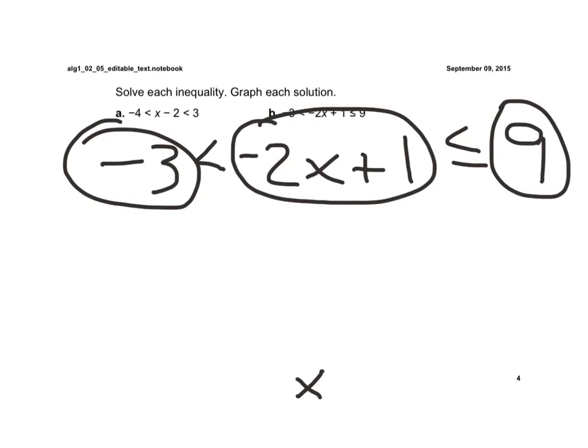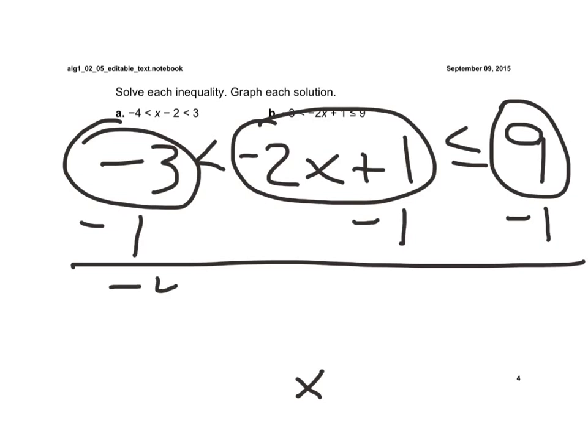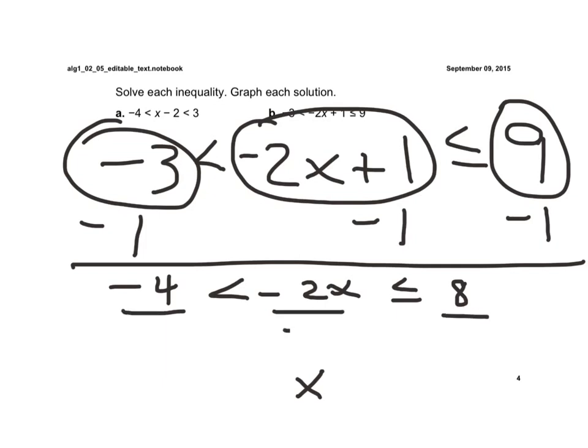So we're first going to solve this just like we would if it was a two-step inequality. We'd subtract 1 from all three expressions. So now I have negative 4 is less than negative 2x is less than or equal to 8. And now to solve, I divide every expression by the negative 2. And again, we must remember, if we're going to divide by a negative 2, we have to reverse the sign.